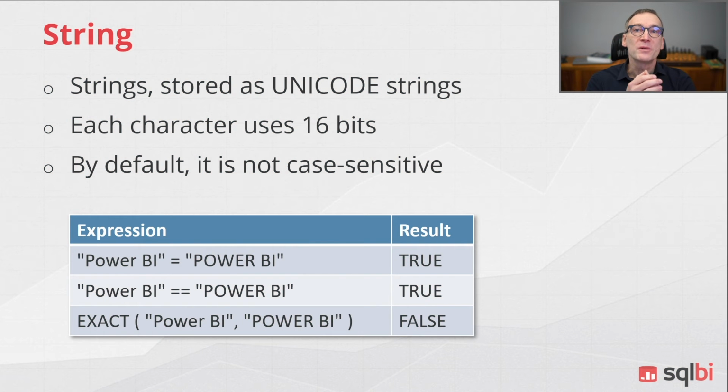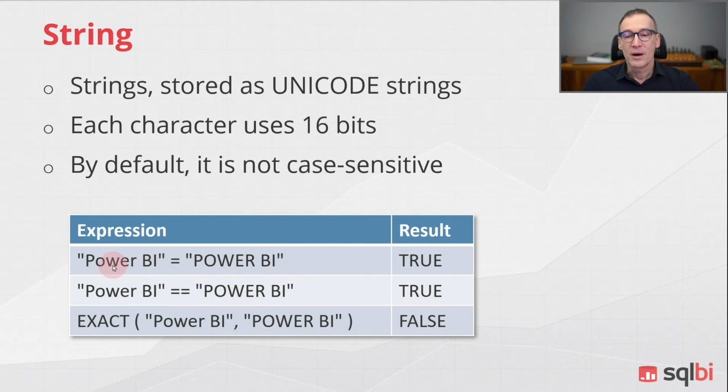Strings are represented as Unicode strings. Therefore, each character uses 16 bits. One important detail about strings is that by default, tabular is not case sensitive. Therefore, two strings that only differ because of the casing are considered equal.